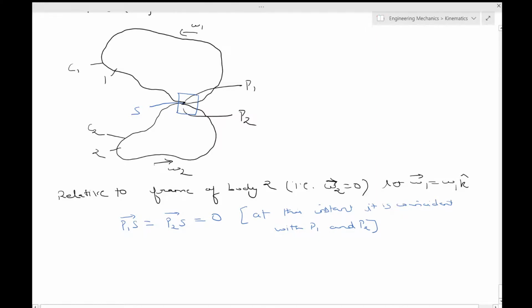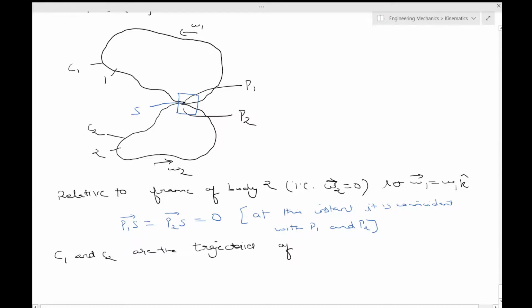Now C1 and C2 are the trajectories of S relative to bodies 1 and 2 with path coordinates. So this is where the path coordinates are coming in. Let me write that C1 and C2 are the coordinates of S, trajectories, I think, is a better word here.